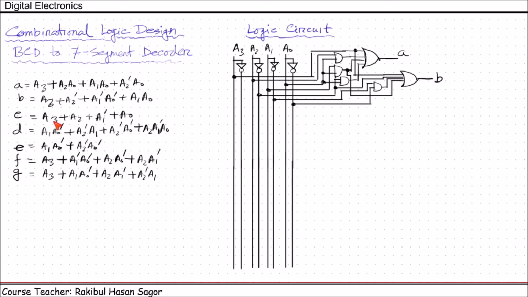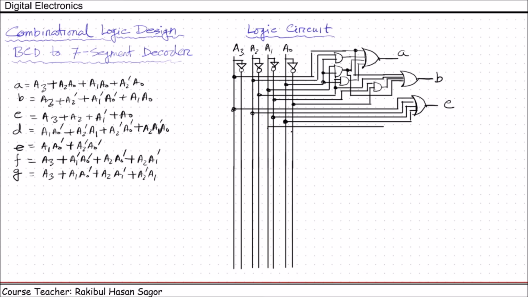Next, let us draw the diagram for C. A3, A2, A1 prime that can be taken from here, and finally A0. They are connected here, and this will pass through OR gate. We'll get C.